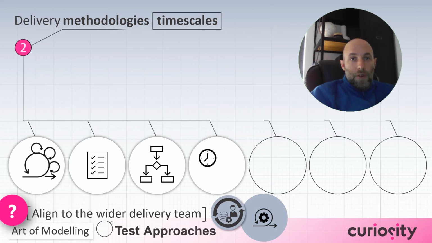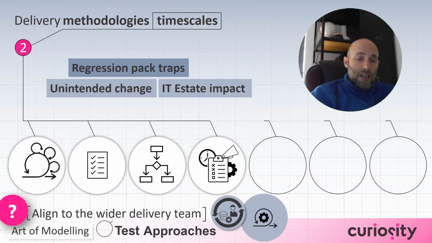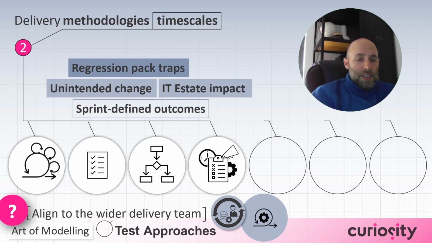The trap here is to focus only on specific changes and either ignore or have a big and ever-growing regression pack to try and trap unintended changes to the wider IT estate your system lives within. This is important to bear in mind. If a team, for example, works in 2-week sprints, the test approach needs to have some consideration as to what needs to be proven every 2 weeks.